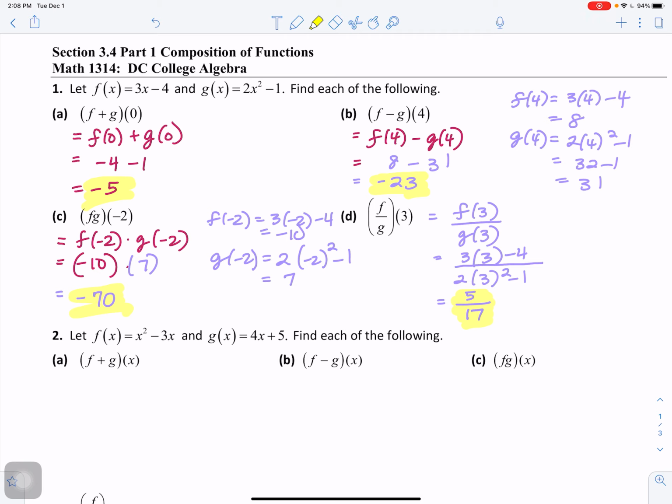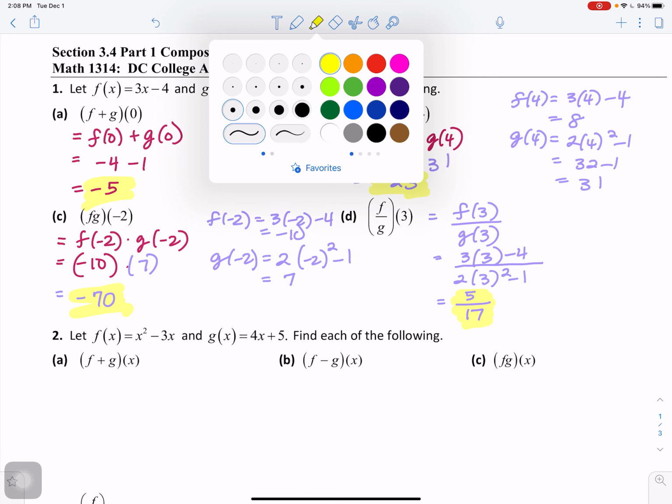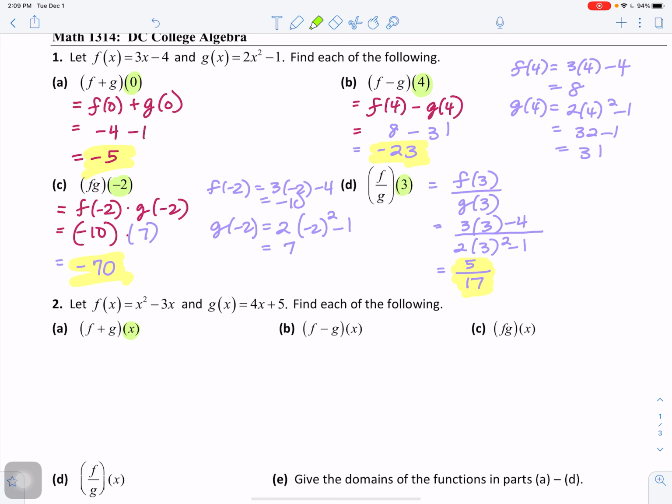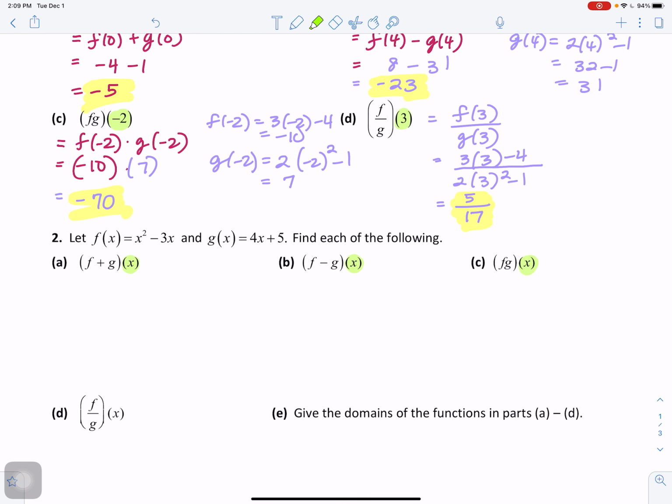Okay, now, what's the difference between number 1 and number 2? In number 1, we are finding combinations at values of x. Do you see? 4, 3, 0, negative 2. But look what's happening here. F plus g of x, f minus g of x, f g of x, f over g of x. Really, really important that you realize we're going to get functions here and not numbers or values like we did in number 1. So let's go ahead and write our definitions.